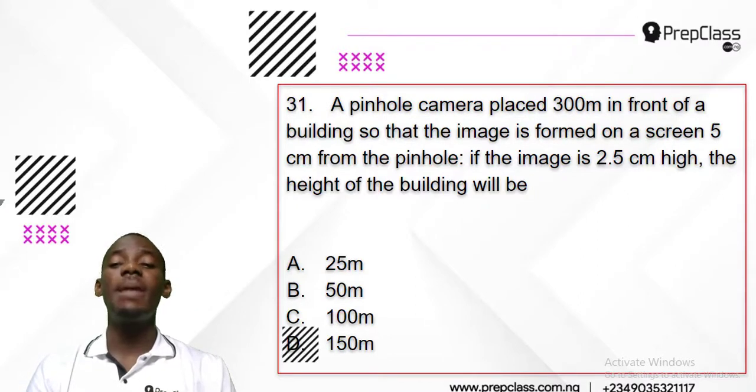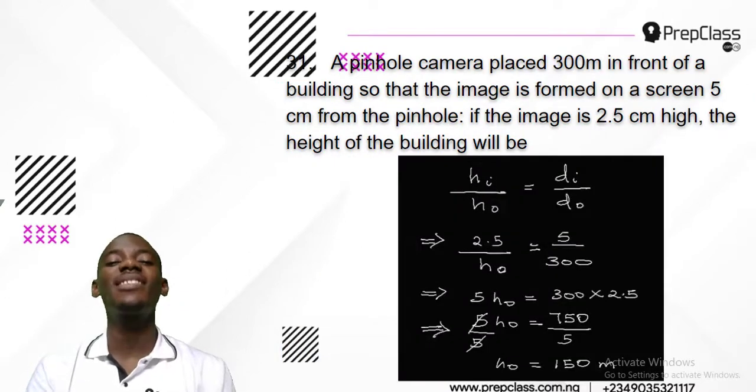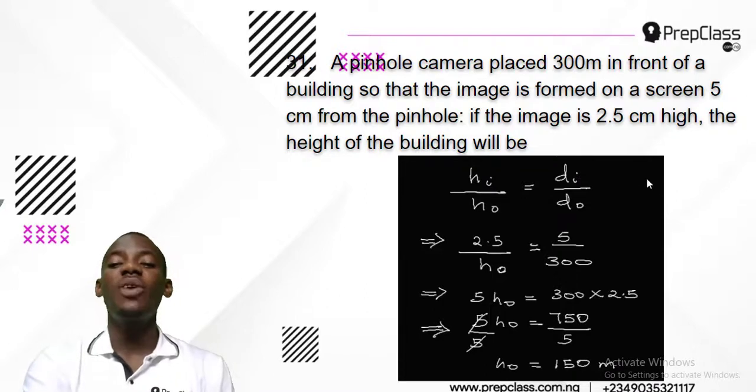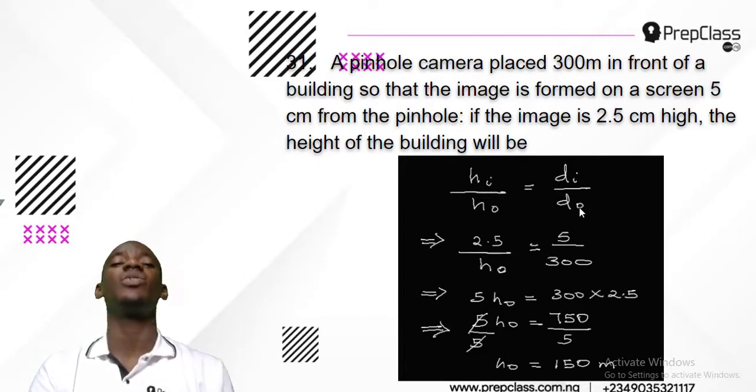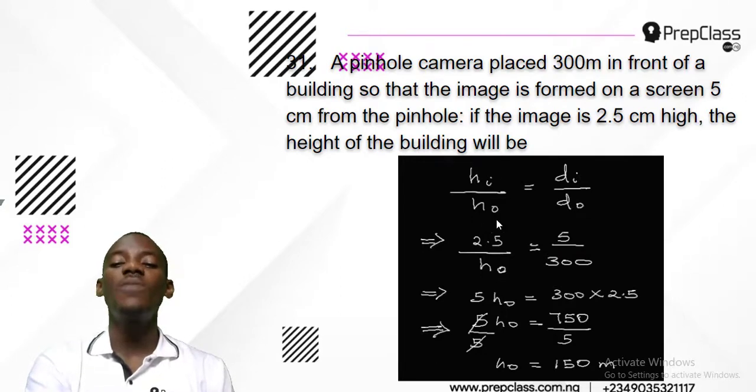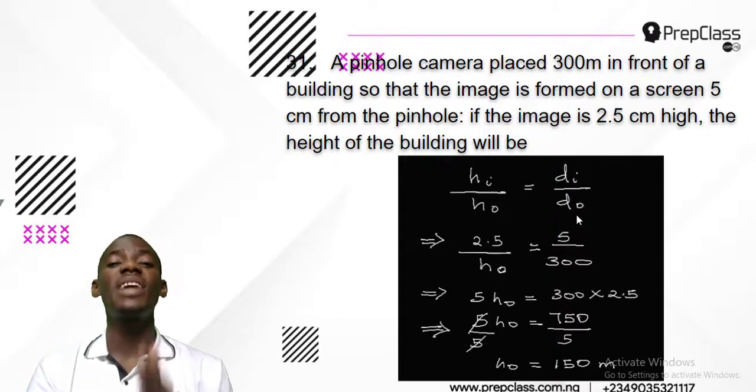Now, this is an interplay between distance and height, right? And whenever you have a question talking about distance and height, what you have to do is the magnification formula. Height of image over height of object equals distance of image over distance of object. This is the way to go on any question that mentions distance and height. This is the magnification formula for mirror. Please don't forget.